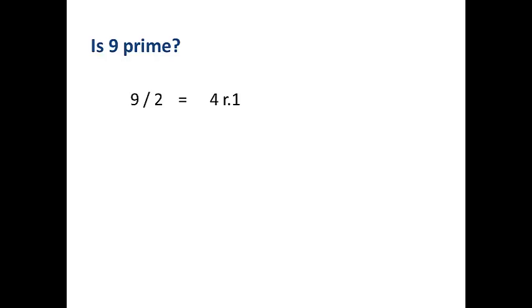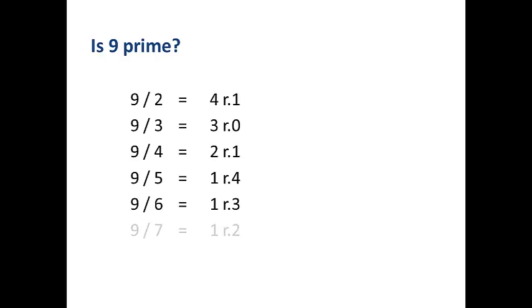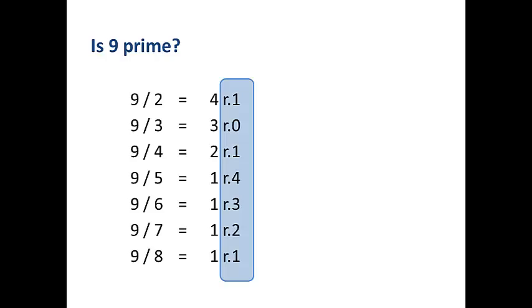So 9 divided by 2 is 4 with a remainder of 1. 9 divided by 3 is 3 with a remainder of 0. So that right there tells us that 9 is not prime, because we got a 0 remainder, evenly divided by 3. 9 divided by 4, 2 remainder 1. 9 divided by 5, 1 remainder 4. And we can finish out these calculations.